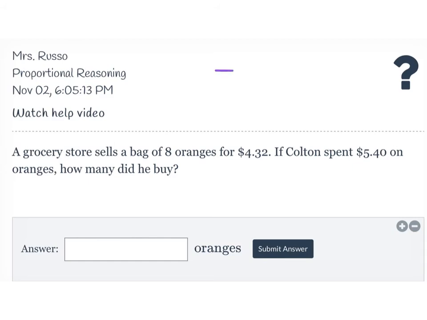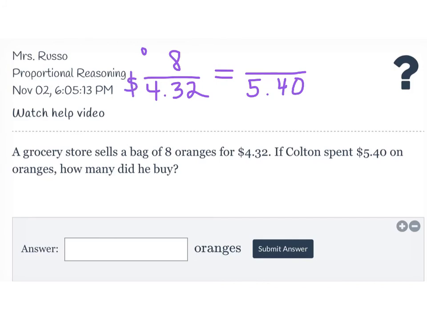So the idea here is these are 2 equivalent ratios. 8 oranges cost $4.32. How many oranges can I get for $5.40? Now make sure, the only trick here is make sure you put the right piece with the right piece. I chose to put oranges on top and money on the bottom. So in the other ratio, I need to do the same thing. Oranges, that's my unknown, that's where my x will go. And then the ratio down below would be in dollars. And now I cross multiply.